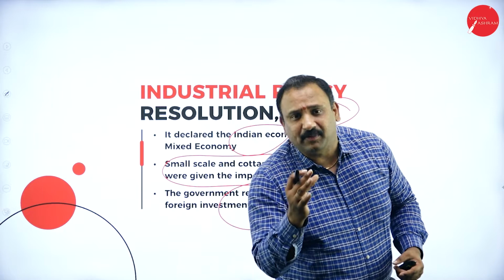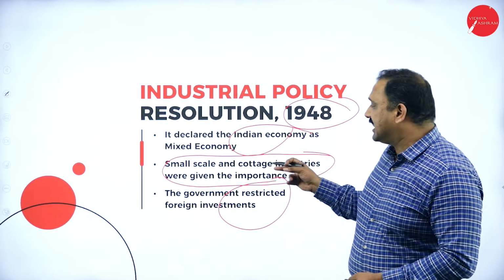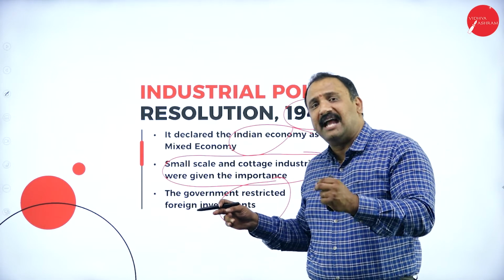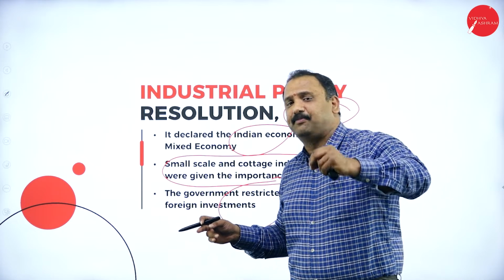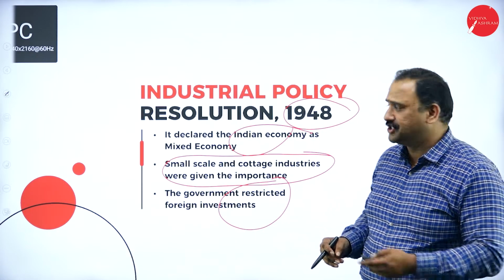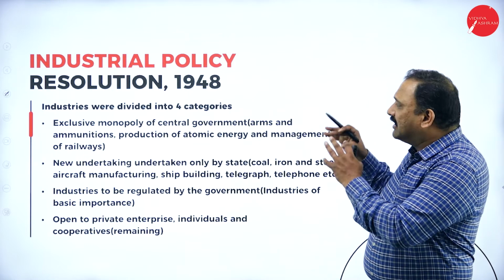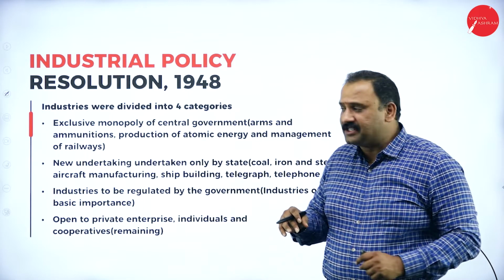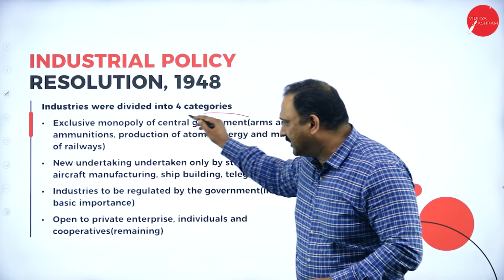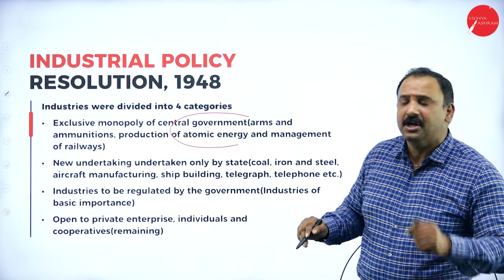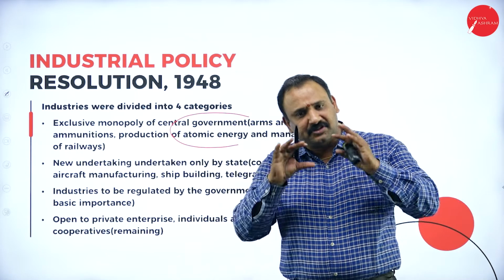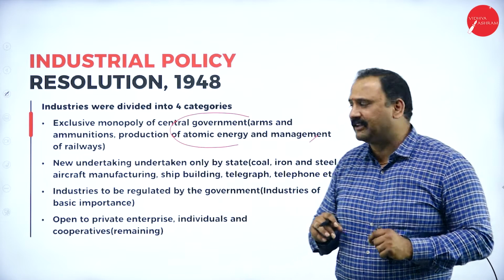What we were really ready for was to see the small scale industries and the public sectors given importance, and we pushed the economy from step 1 to step 2, but did not take FDI into due course of action. Followed by the 1948 resolution started speaking about exclusive monopoly of the central government in the areas of arms and ammunition, production of atomic energy, management of railways, and the industries were categorized into 4 categories typically.